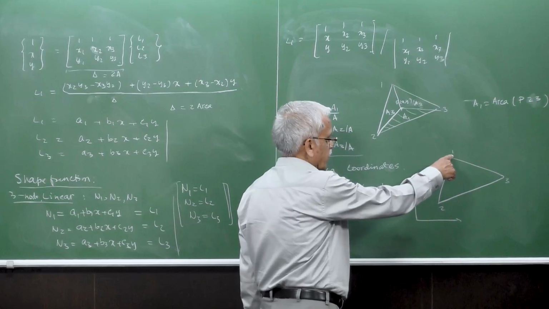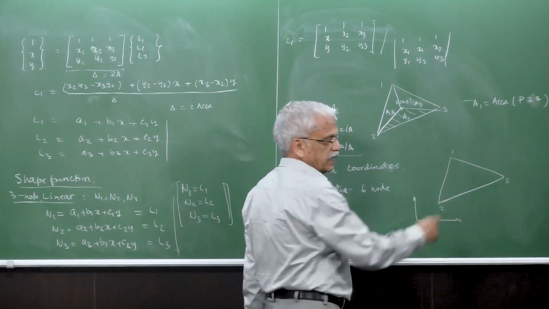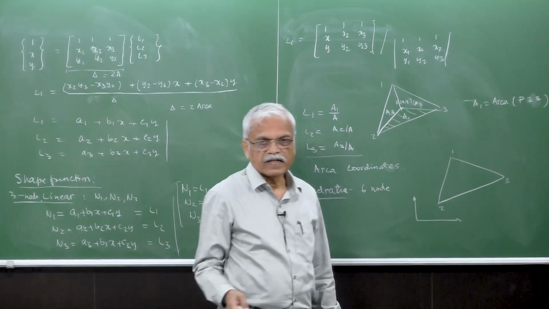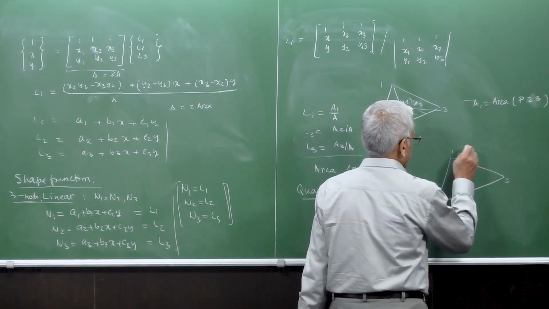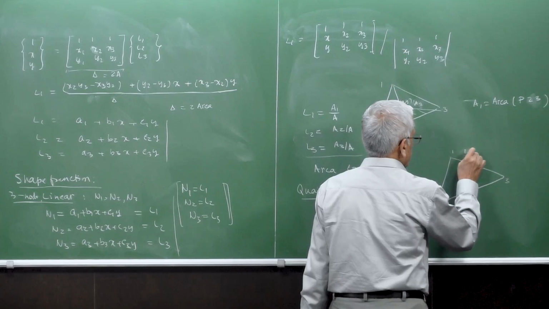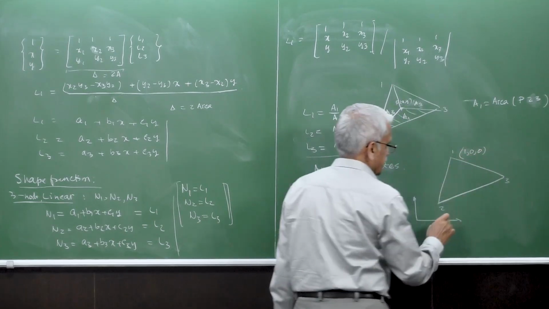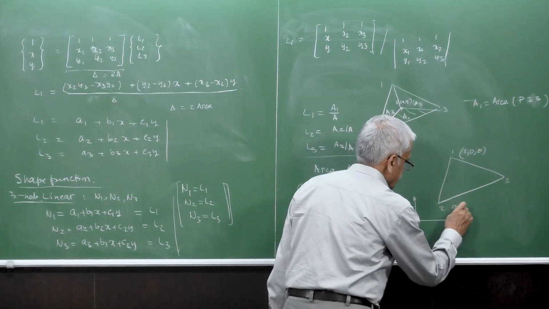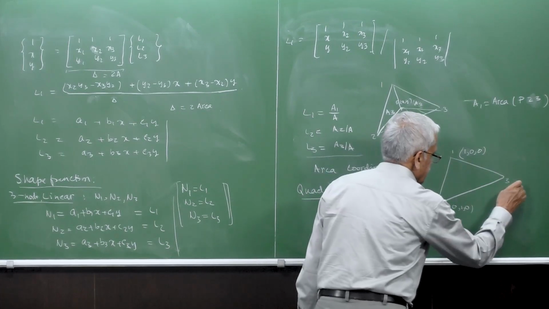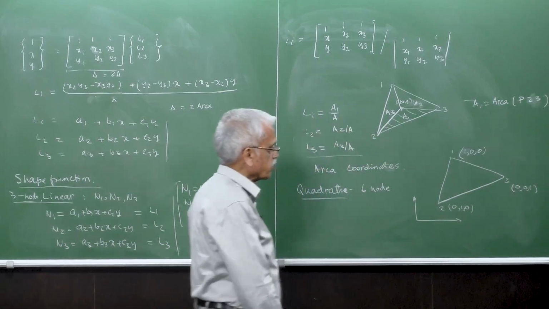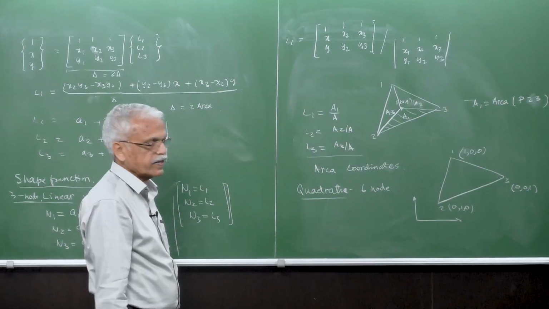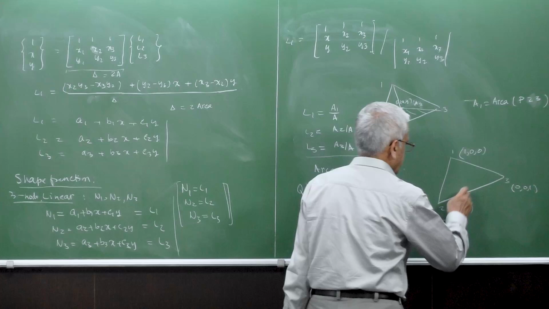So node 1, this is 1, 2, 3, is the area A1, as well as the total area. So L1 is 1, L2 is 0, and L3 is 0: (1, 0, 0). Similarly, this is (0, 1, 0) and this is (0, 0, 1). So each node is represented by 3 natural coordinates.